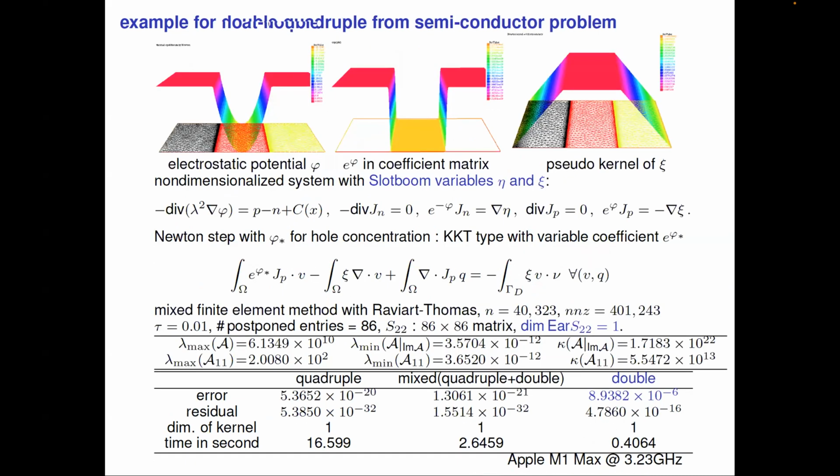And the last one is an example from semiconductors. Here computation in quadruple precision is necessary, and the condition number is 10 to the power 22 in the invertible part. Here we can see the kernel of dimension 1 is detected, and the error is good with mixed precision arithmetic. The computation time here is a different story because quadruple is much slower than double, 25 times slower.